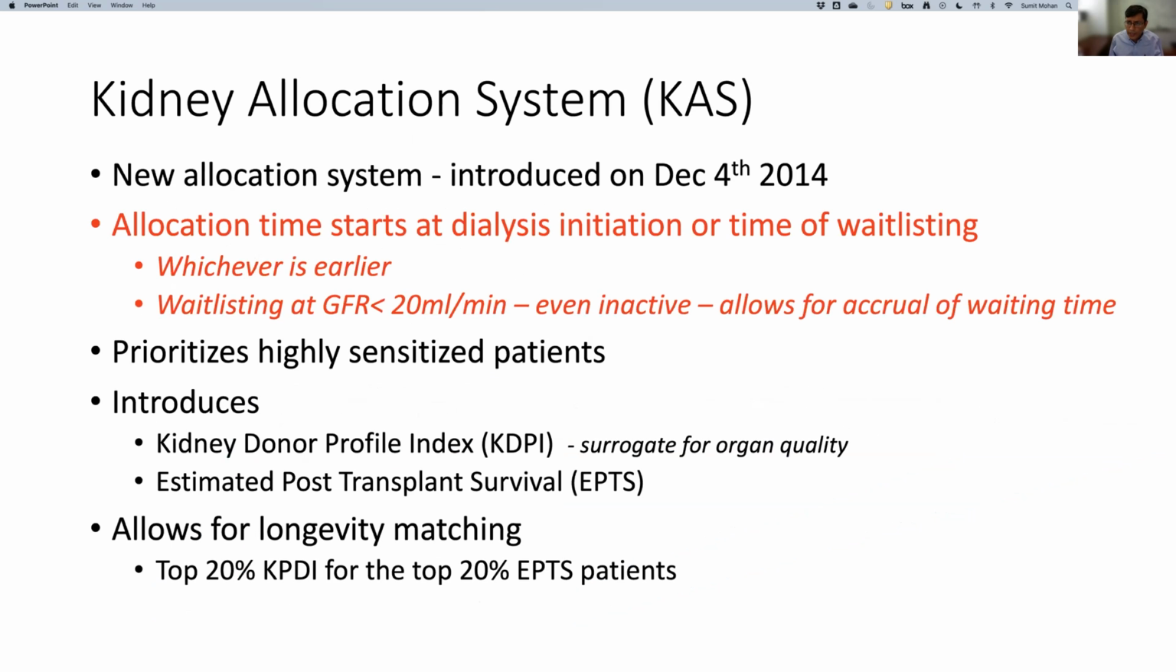Now, the way kidneys are allocated in the US, at least starting back in 2014, was in an effort to try to improve healthcare disparities, allocation time moved from when people were waitlisted to when people were started on dialysis. Whichever was earlier was used as the key point at which people's waitlist time was started. And there were other changes introduced, including the Kidney Donor Profile Index, which is an approximate surrogate for organ quality that we'll come back to.